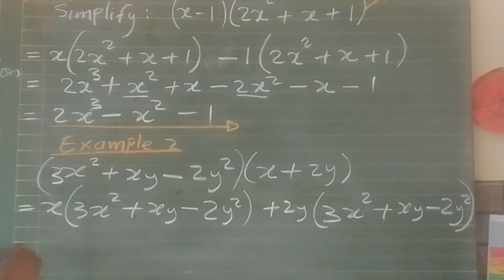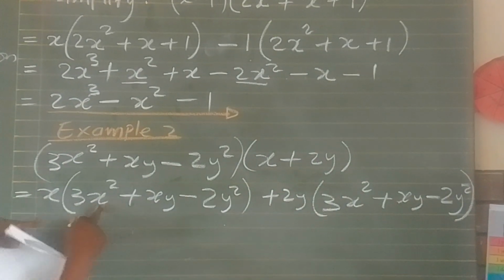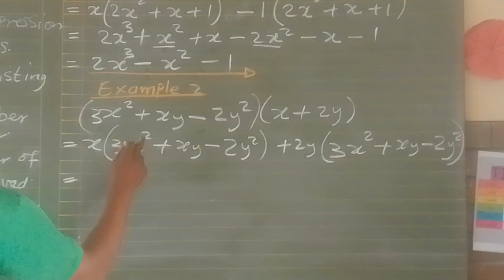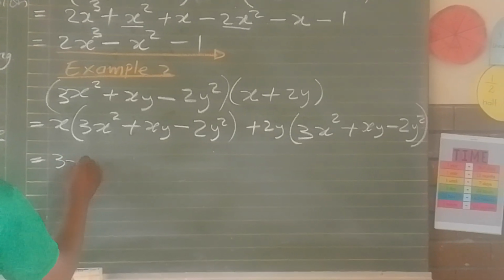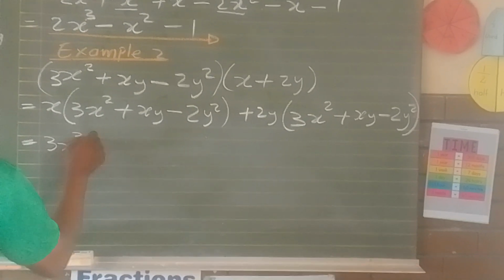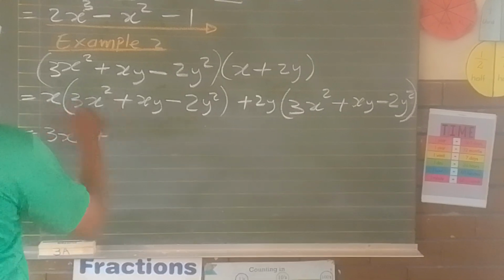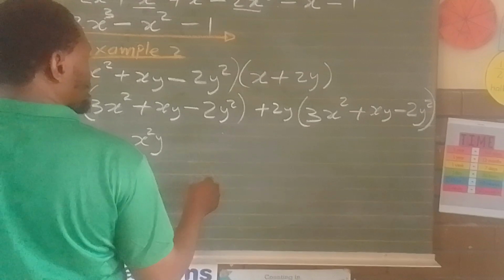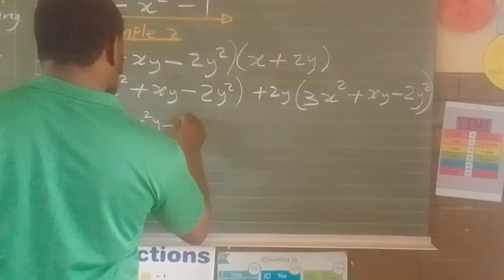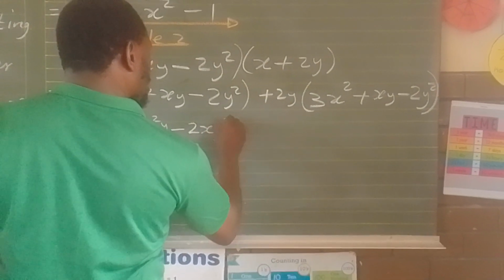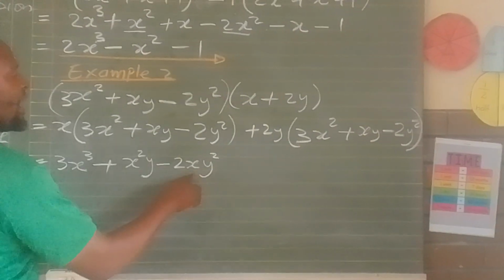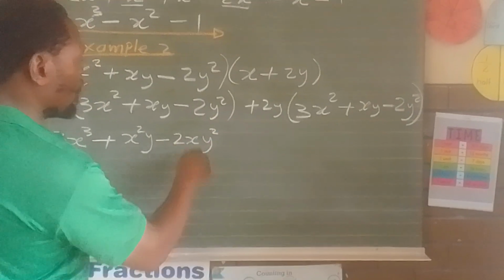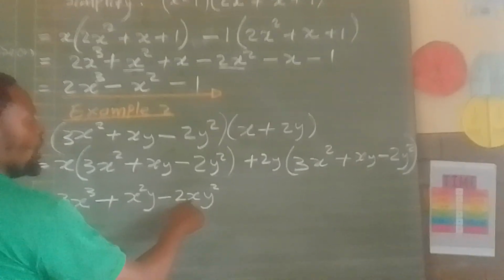This is your equal sign. Multiply this into that. You're going to get 3x cubed. Here plus x squared y. Here it's x times minus 2y squared, which is minus 2xy squared. You cannot say 2y squared x. You say 2xy squared, not 2y squared x.